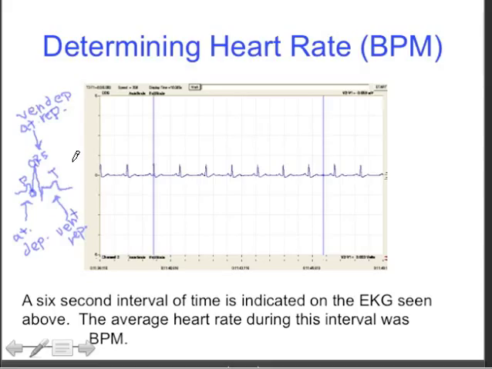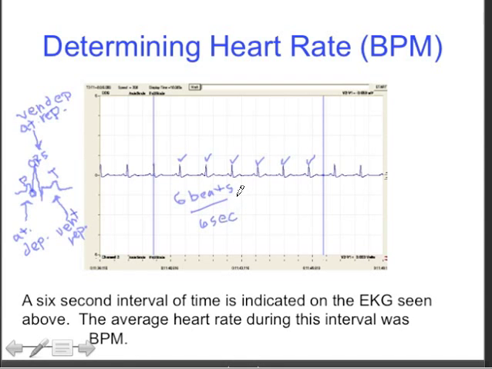Okay? So let's take this first question, a heart rate question. A 6-second interval of time is indicated on the EKG seen above. The average heart rate during this interval was what? How many beats per minute? Well, we got to count here. Let's count the number of beats. Okay, I see 1, 2, 3, 4, 5, 6. What we can do is basically tick these off. 1, 2, 3, 4, 5, 6 beats within the interval. Okay, so what we've got there is 6 beats in 6 seconds.